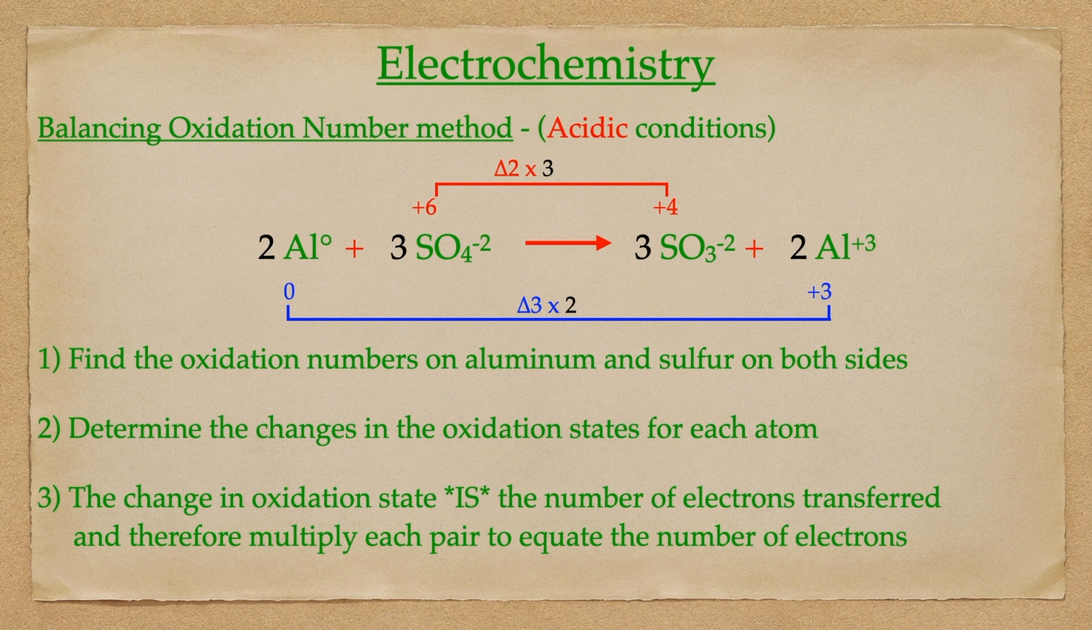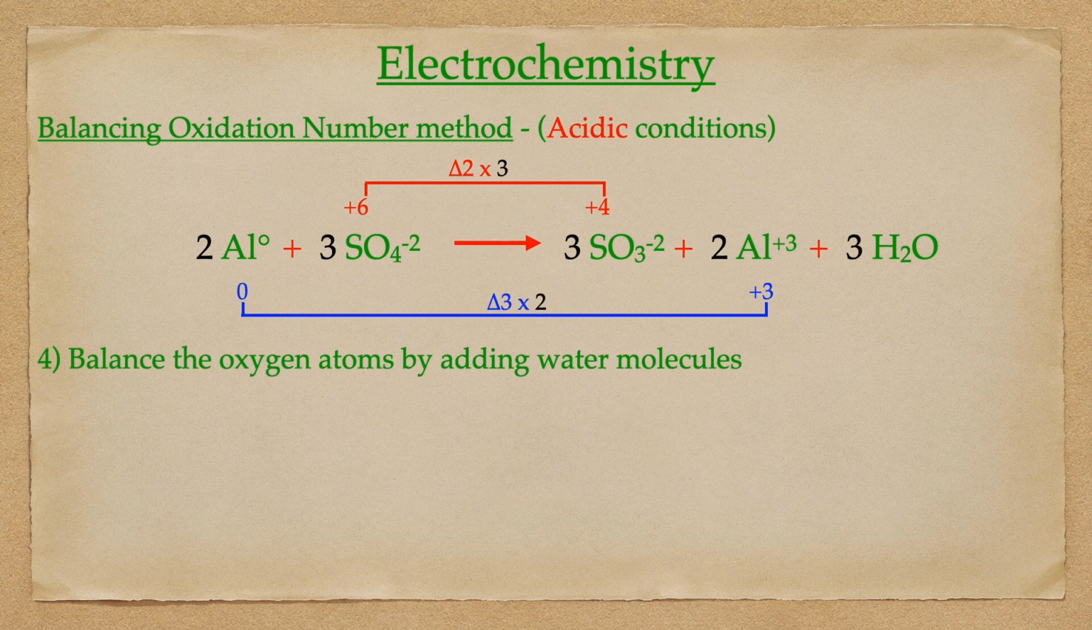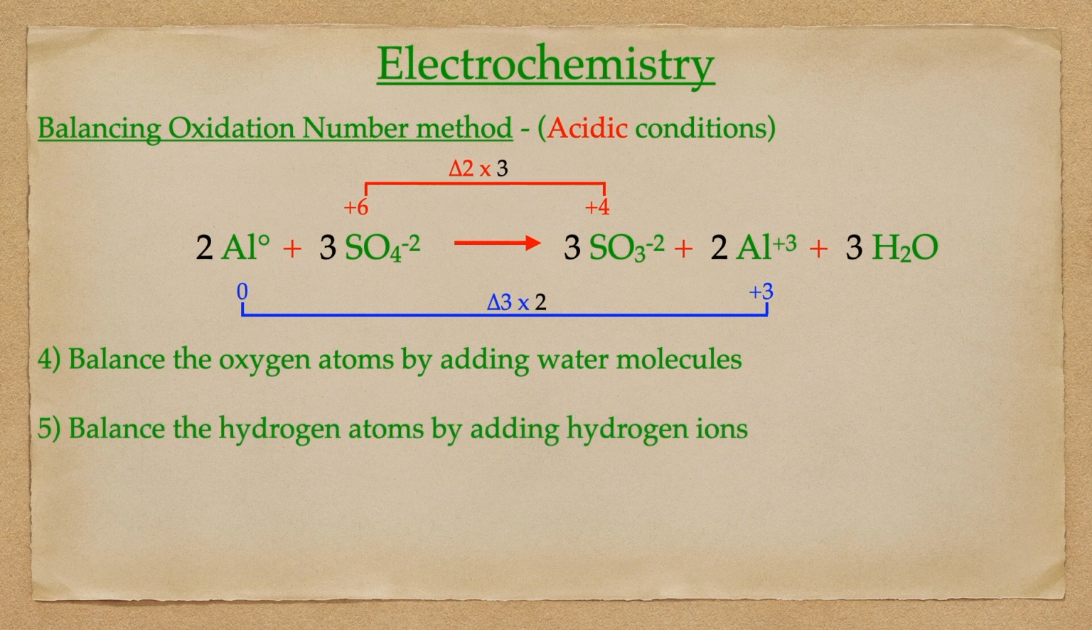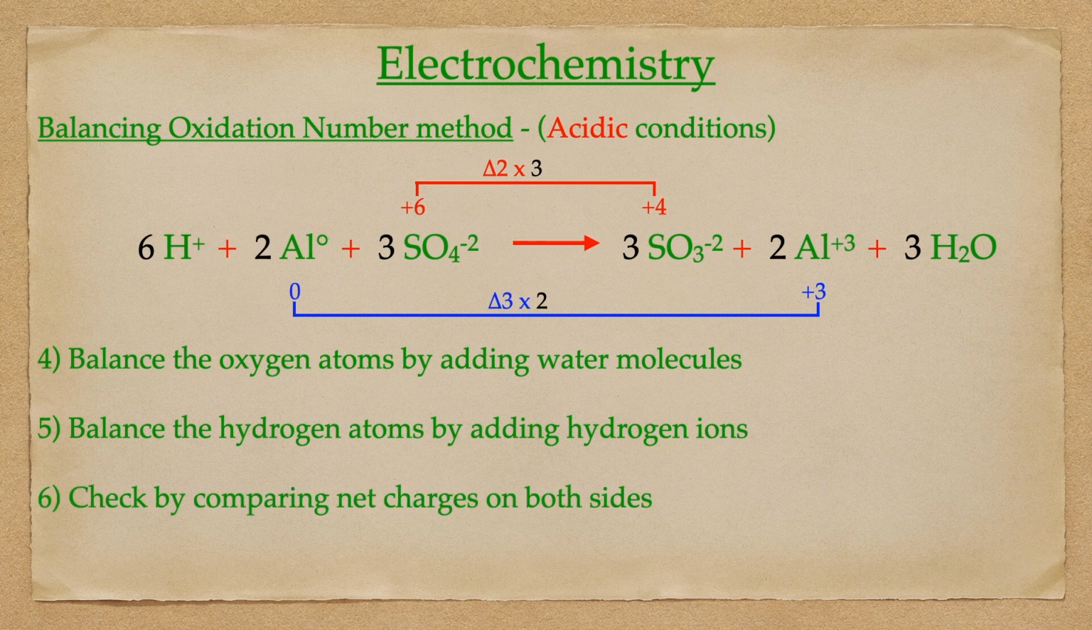Now that we have the right number of electrons transferred, we can balance the number of oxygens by adding water molecules. In this case, we need to add 3 water molecules to the product side. Fifth step, balance the hydrogen atoms by adding hydrogen ions to the other side of the equation. Since we added 3 waters, we added 6 hydrogens, so we need 6 hydrogen ions on the reactant side. Finally, we can check our balancing by comparing the net charges on both sides of the equation. And in this case, our net charge is 0.